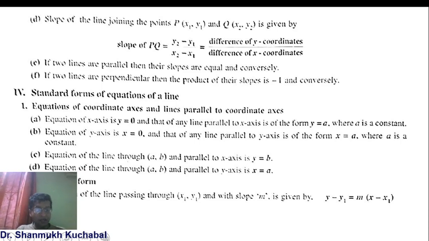Similarly, slope point form: the equation of a line passing through one point, that is (x1, y1), with the slope given, has the related formula y minus y1 equal to m times (x minus x1). This is the slope point formula.